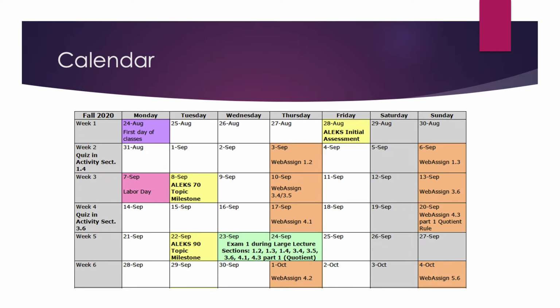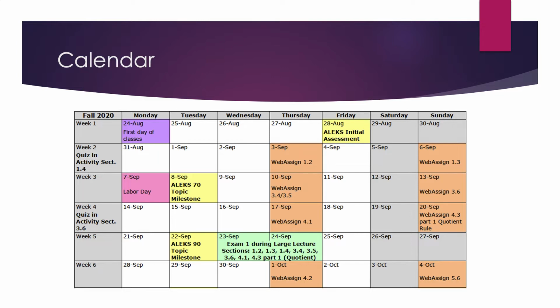Here's a snapshot of the first 6 weeks of our calendar for this fall 2020 semester. If you look at the Thursday and Sunday columns in tan, I don't know what color that is, you have homework due online for WebAssign almost every single Sunday and Thursday night.